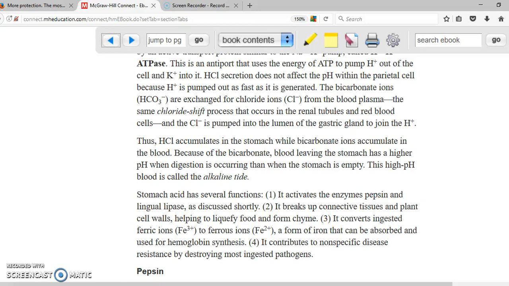Okay, going back to the functions of the acid in the stomach, we have that it activates enzymes such as pepsin, breaks up food, and helps us with digestion. It also converts ferric ions into ferrous ions in order to be able to absorb them at the level of the intestines, and destroys any microorganism that may fall in the stomach.